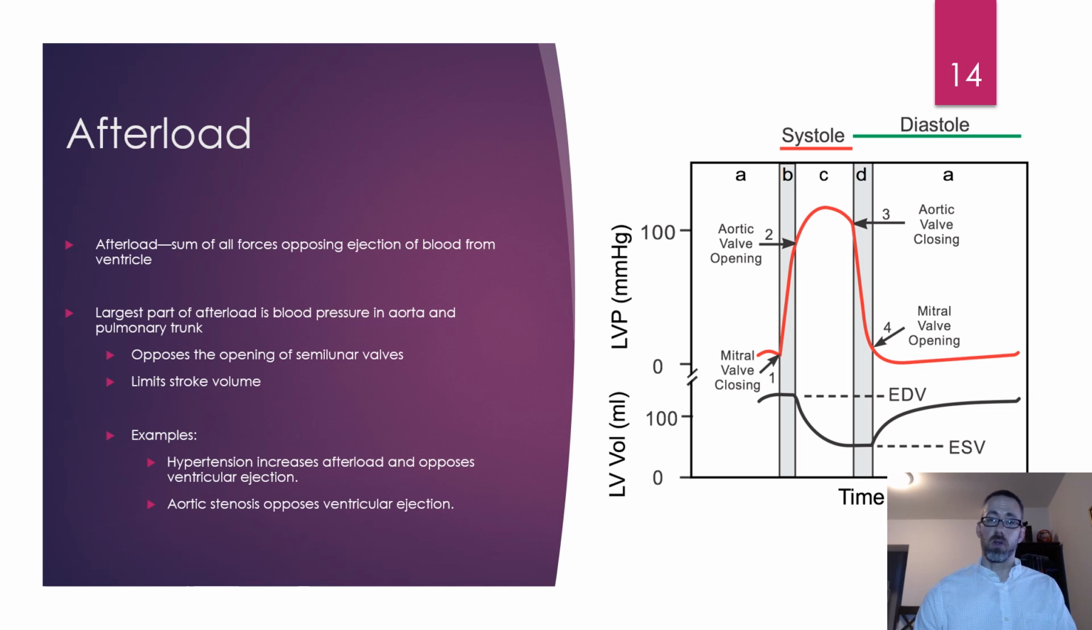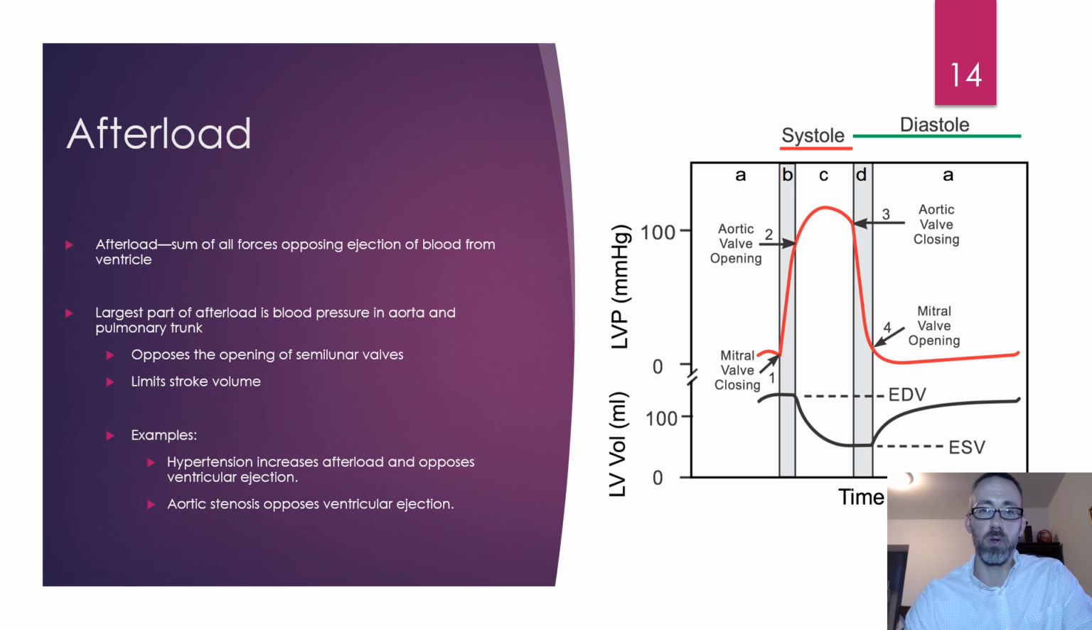Now the afterload. Stroke volume is affected by preload. The more preload we have, the higher the end-diastolic volume, and the higher the stroke volume. Afterload is the sum of all the forces that oppose the ejection of blood from the ventricle. This is the resistance that has to be overcome by both the right and left ventricle in order to eject the blood. So you can see this as an inverse relationship.